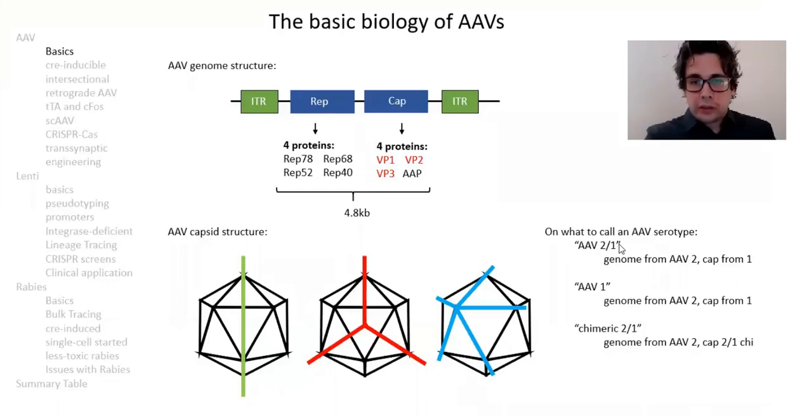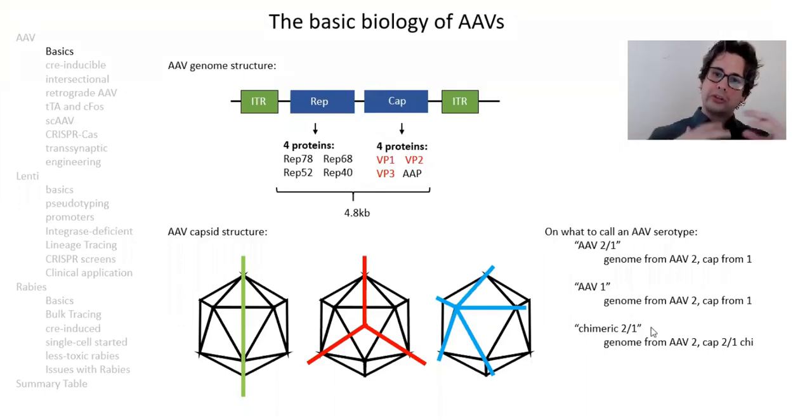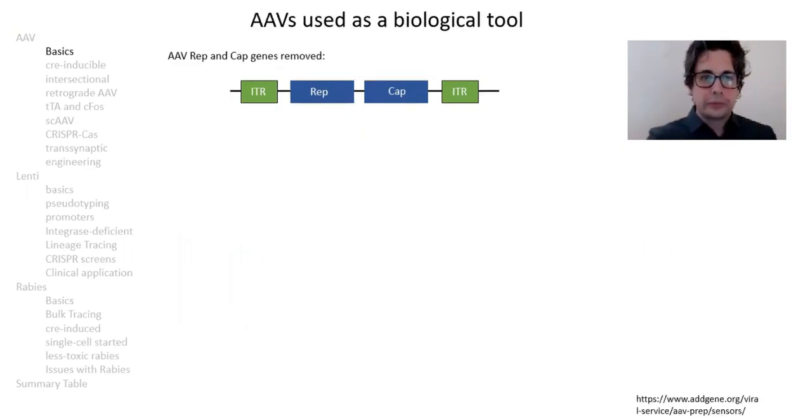Recently, people stopped calling it like that, and they start just saying things like AAV1, because it's assumed that the genome is always going to be from 2. No one really changes that. So this is just what the cap gene is. And now they're also making chimeric versions that are mixtures of caps, say chimeric 2-1. And that is still the genome from 2, it's just that the cap protein has a mixture of them. And other serotypes also refer to just the cap gene, not the DNA inside the viral particle itself.